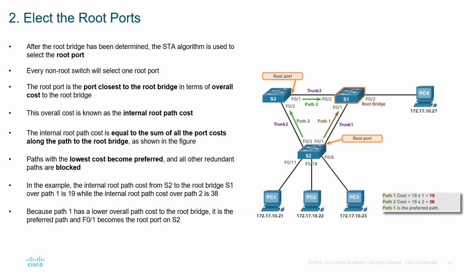So after my root bridge has been determined, now the algorithm is used to select the root port. Every non-root switch will select one root port. The root port is the port closest to the root bridge. So just visually on S2, can we all see that the port of F01 is the closest to S1? So that will be the root port on S2.